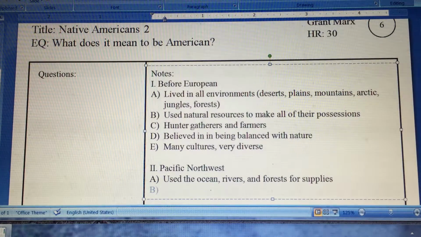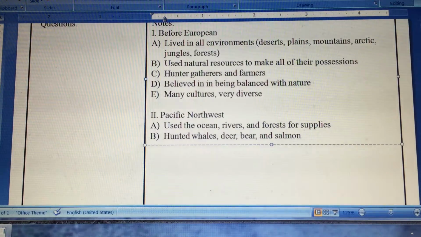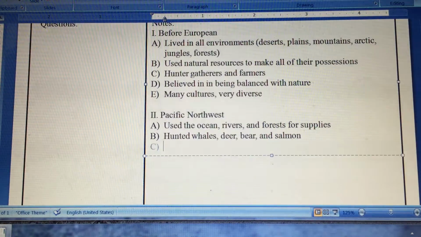Our second point, let's talk about some of the things that they hunted. So, hunted. Let me scroll down for you too. So, they hunted whales, deer, bear, and salmon, which I mentioned earlier.